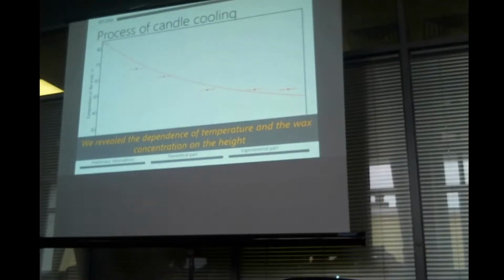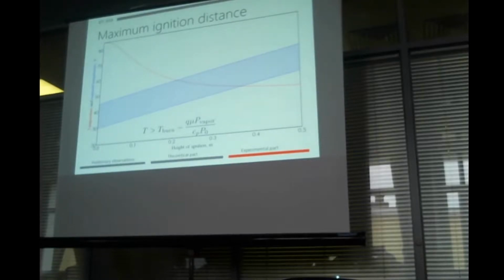So we evaluate the dependence of the temperature and the wax concentration, and can predict theoretically the distance where we can relight our candle. Here you can see the red curve, which corresponds to the temperature of the vapors, and the blue line corresponds to the required temperature that we need to relight the candle.